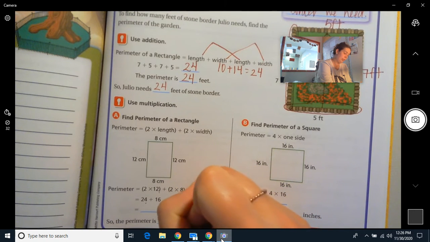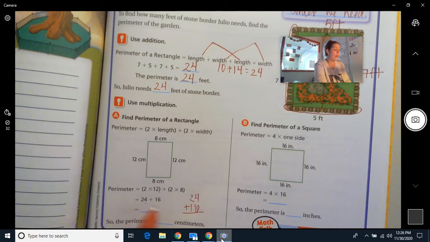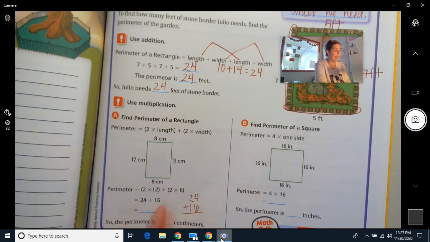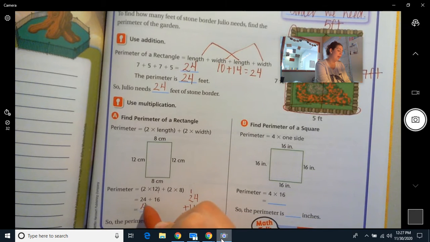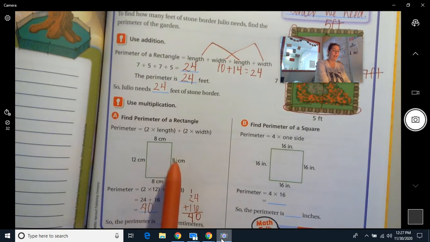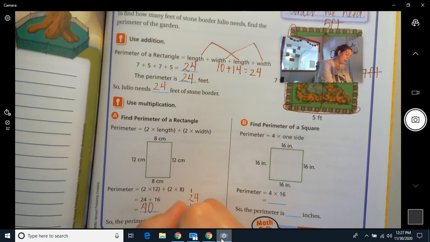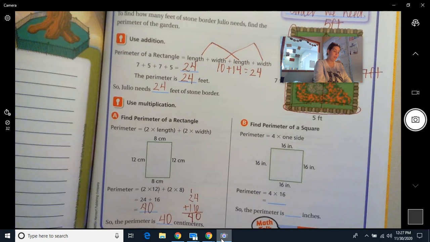$40. Okay, let's check. If I don't know, I can always write it like this. It makes it a lot easier. I'm going to take 4 plus 6 is 10. Write my 0, carry my 1. 2 plus 1 is 4. So our answer would have been 40. So the perimeter of this rectangle is 40 centimeters.